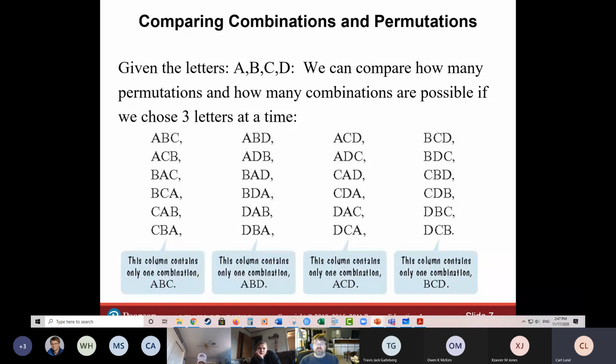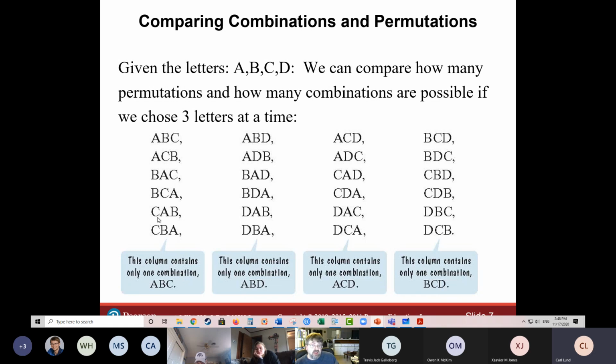If we are given 4 letters, we could compare how many permutations and combinations are possible if we chose 3 letters at a time. So for example, what we see here all together is we have 4 rows and each row has like 6 in it, if I'm doing that right. We have a total of 24 different permutations. There are 24 different ways to arrange 3 of those 4 letters where the order matters. So ABC is different than ACB.